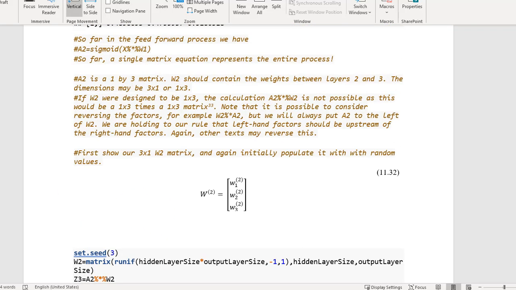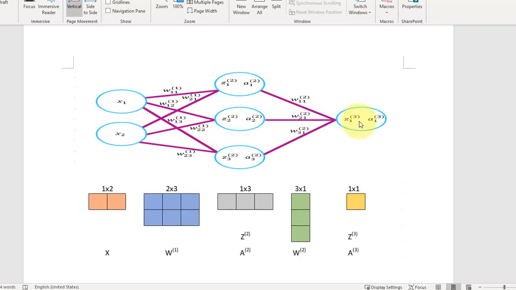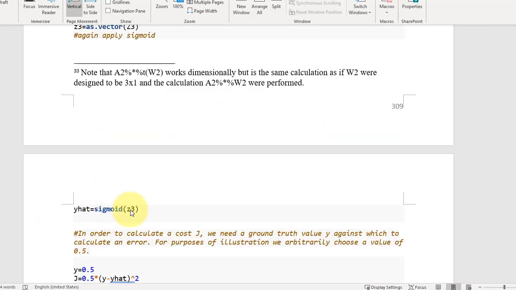So now we have Z3, but how do we need to get this? This is just passing this through the sigmoid function, so we need to do that next. We do that here, and we call it y hat. We could call it A3, or we could call it y hat. Doesn't matter what we call it, but we're calling it y hat here.